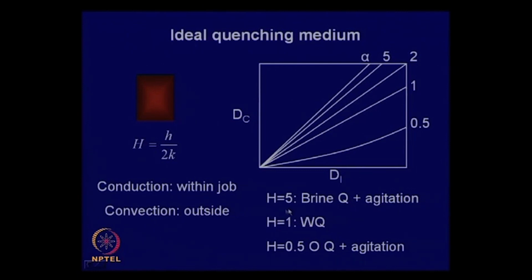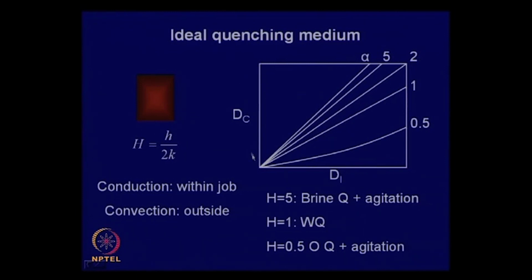And here we have listed some of the common severities of quench. Say brine with severe agitation, H is 5, and H is 1 for a normal water quench without agitation. Whereas if you oil quench, depending on whether you have agitation or no agitation, you will have a certain value for this quenching severity, like 0.5 for oil quench with agitation.